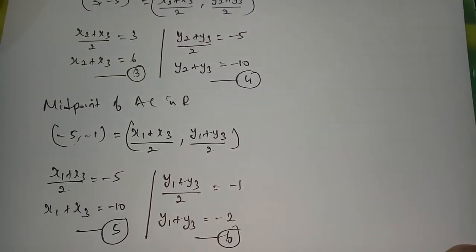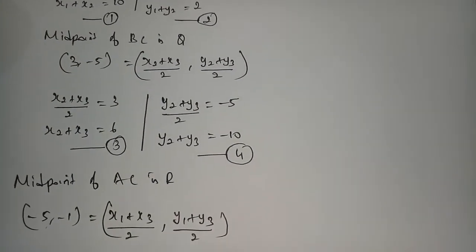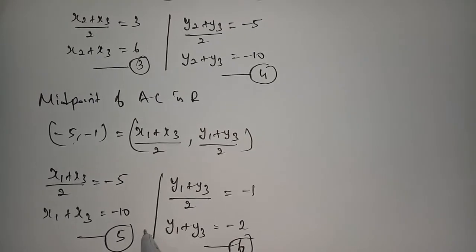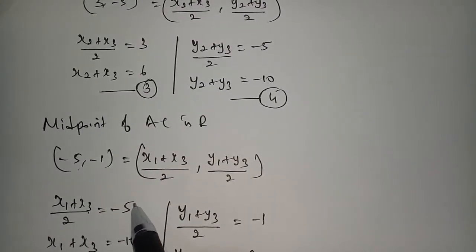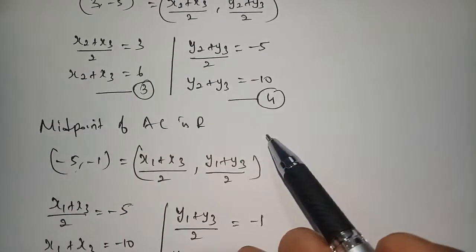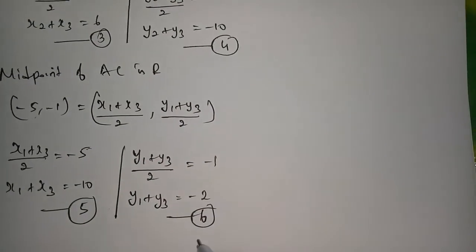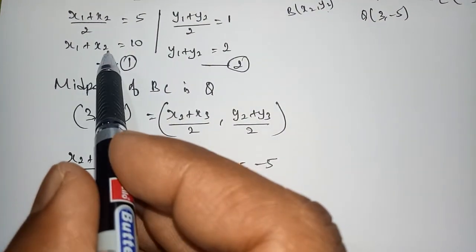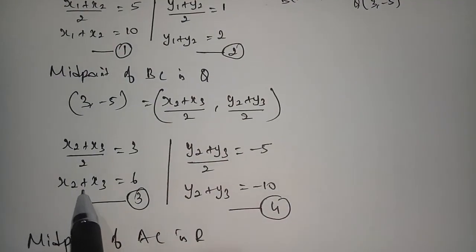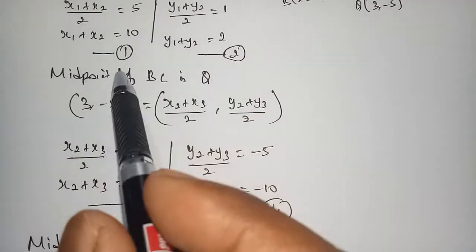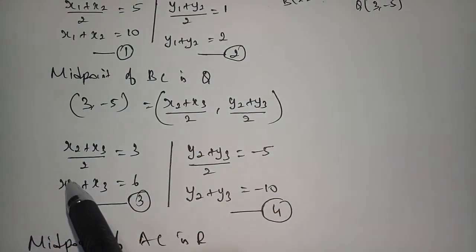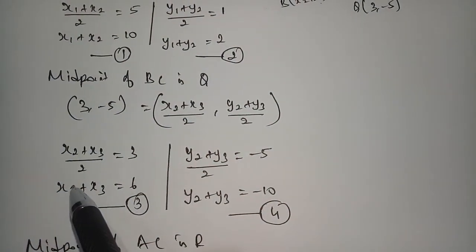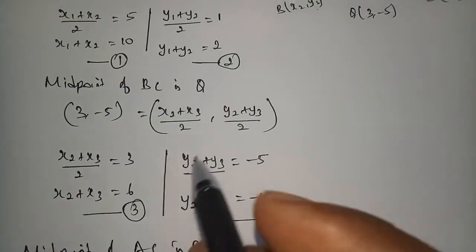So totally how many equations do we have? 6 equations. Now I'll take equations 1, 3 and 5. With the help of these, we can find the values of x1, x2, x3. Then after that we'll come to equations 2, 4 and 6. In equation 1 we have x1 plus x2, and in equation 3 we have x2 plus x3. Which value is the same? x2 is in both. If I subtract them, x2 will cancel. So I do equation 1 minus equation 3.